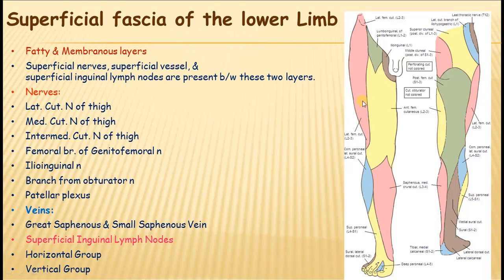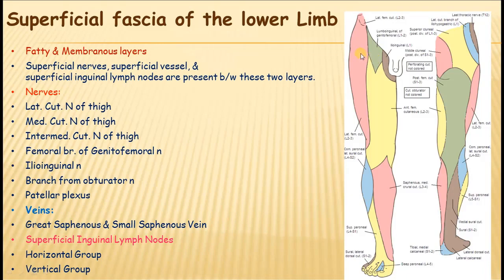The next structure you see here, the large area, is supplied by the anterior cutaneous, or some books call it the intermediate cutaneous nerve of thigh. This is a branch from the anterior division of the femoral nerve, which supplies the anterior and to some extent the medial part of the thigh. Anteriorly, the upper part, this region is called the femoral triangle. The skin of the femoral triangle will be supplied by the ilioinguinal nerve and the femoral branch of genitofemoral nerve.